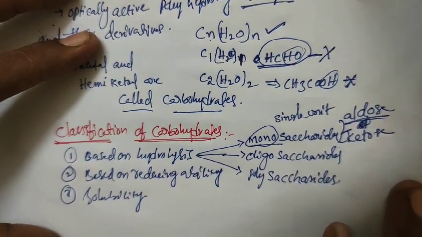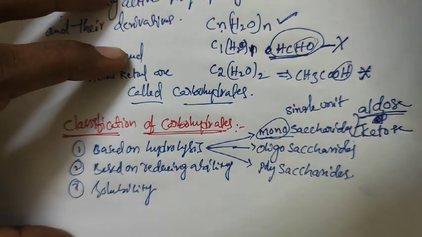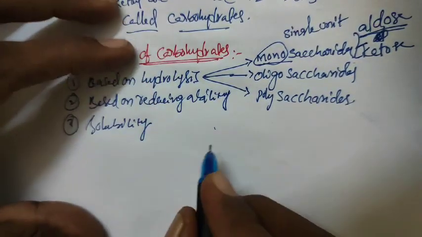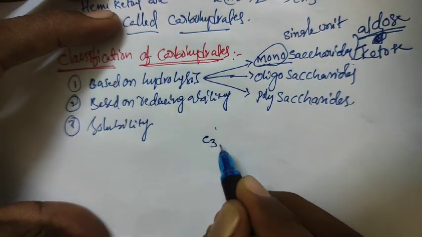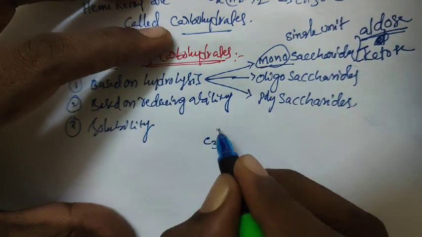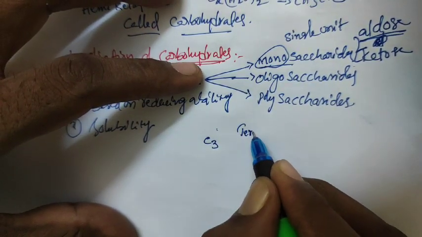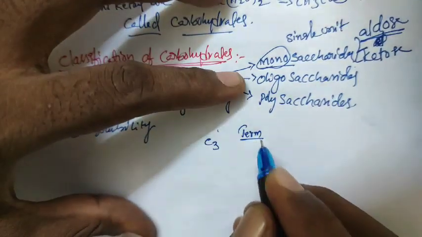Now I will give the names of monosaccharides. If the carbon number is 3, from 3 onwards we will start. The term for carbon number 3 is triose.